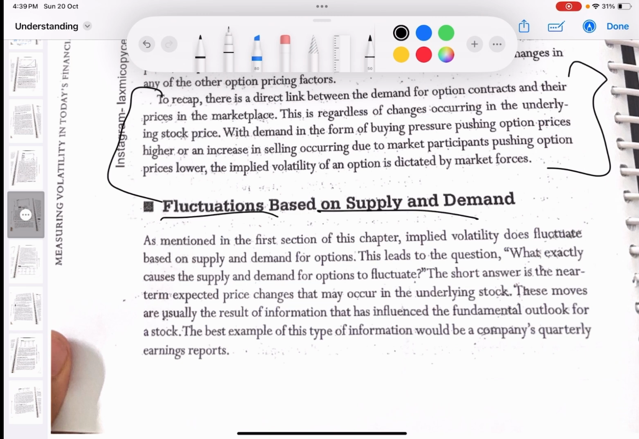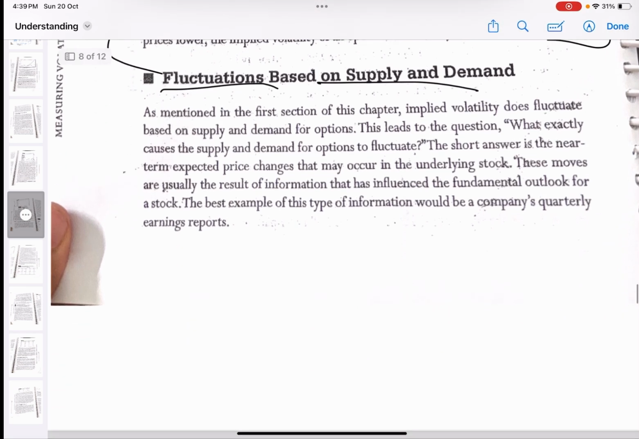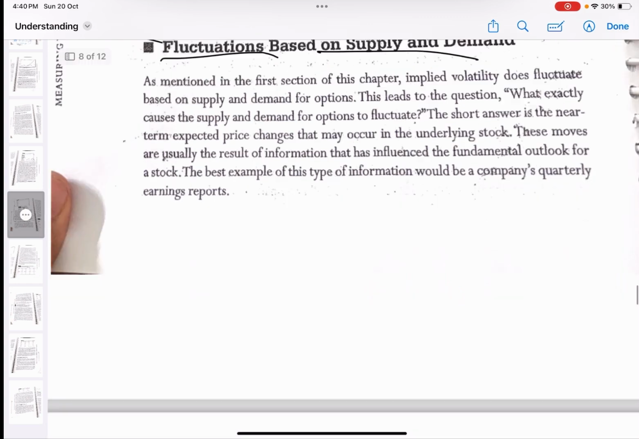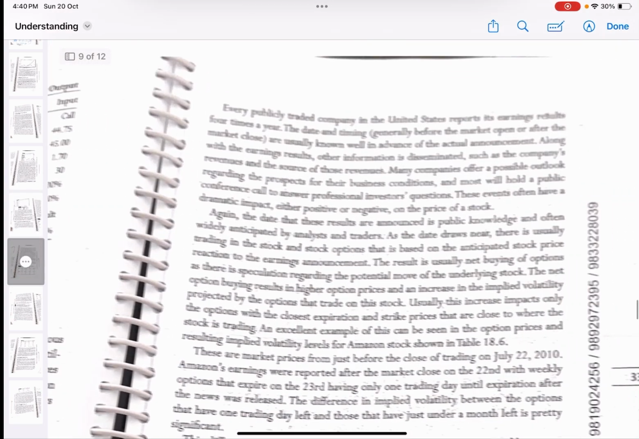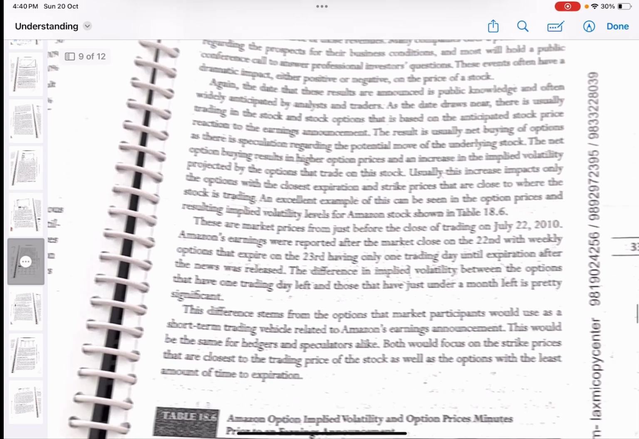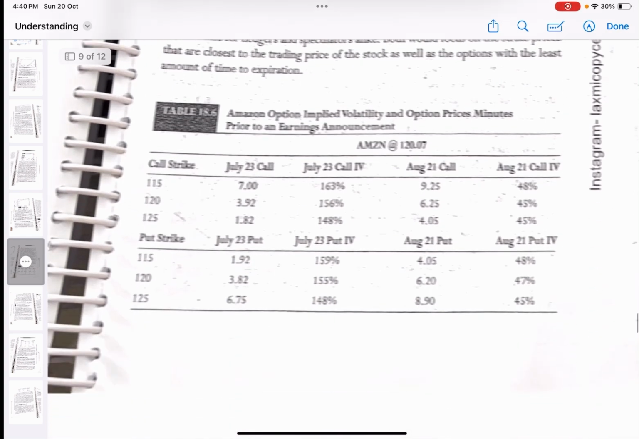Fluctuations which are based on supply and demand. So we saw that IV does not fluctuate based on supply and demand. So what exactly causes the supply and demand for options to fluctuate? The short answer is the near term expected price changes that may occur in the underlying stock. These moves are usually the result of information that has influenced the fundamental outlook of a stock. Again, the same thing which we discussed, that earnings reports can take into account. So that is what is explained over here.